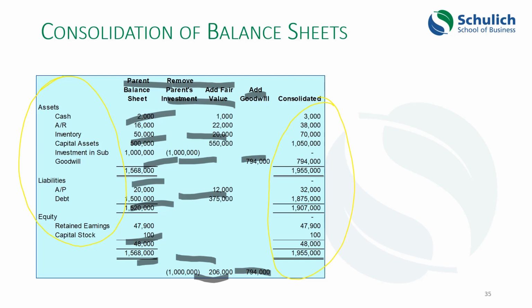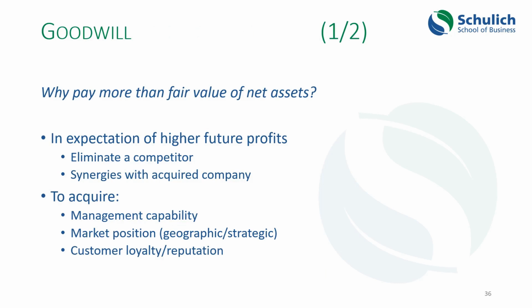So when you see consolidated numbers and you see things like Goodwill on the consolidated balance sheet, that's how that number was calculated. All right, so that's the conceptual view of the consolidation of a balance sheet. Think about it and try to keep in mind what is happening and where those numbers on the consolidated balance sheet come from. So let's talk about goodwill and how to account for that.